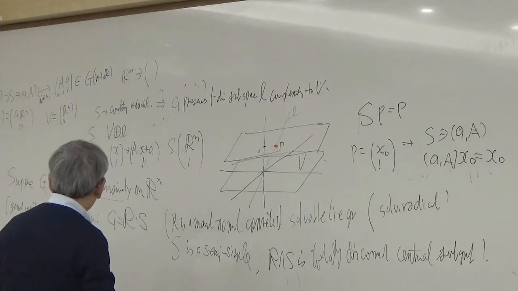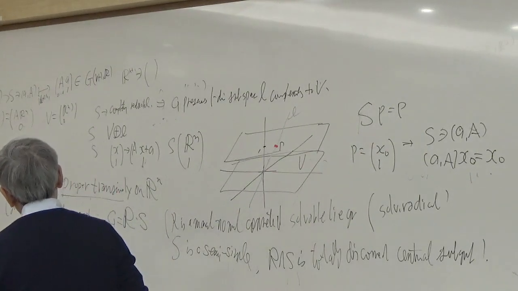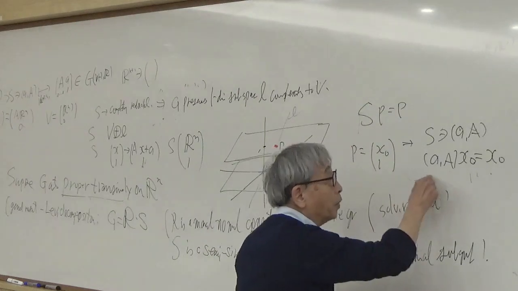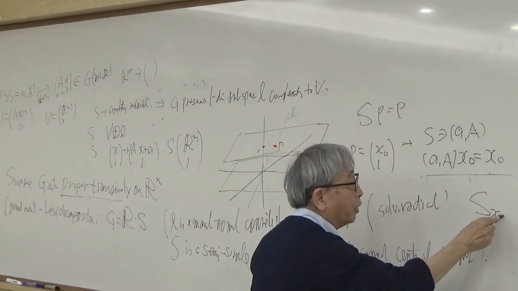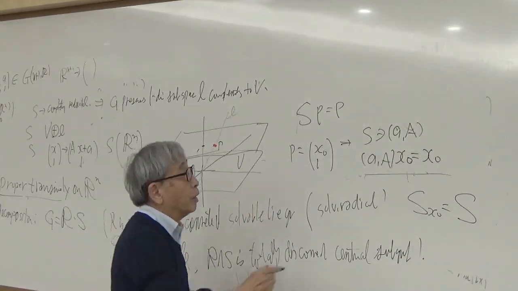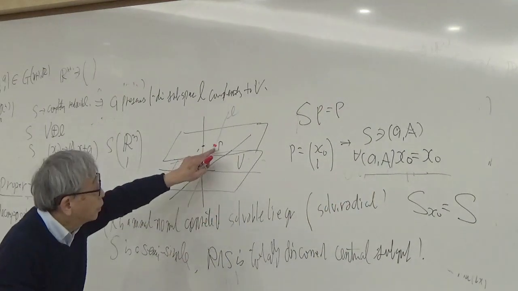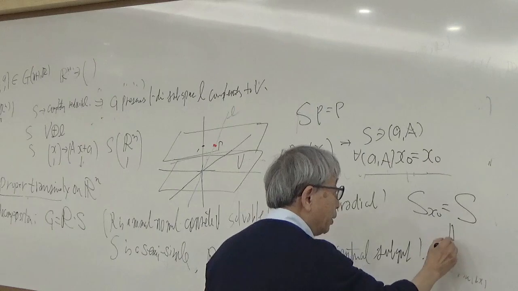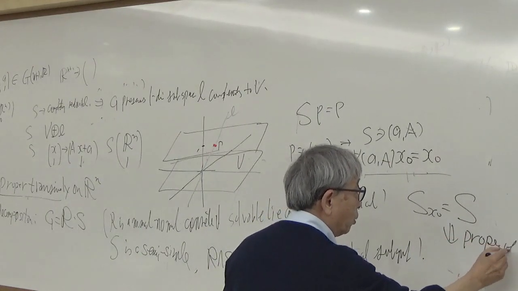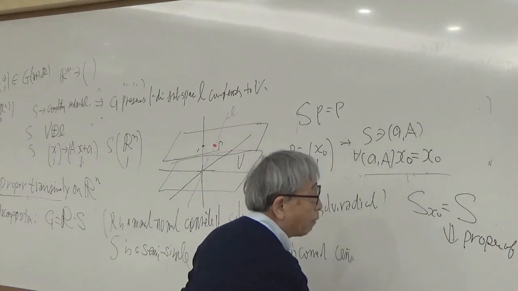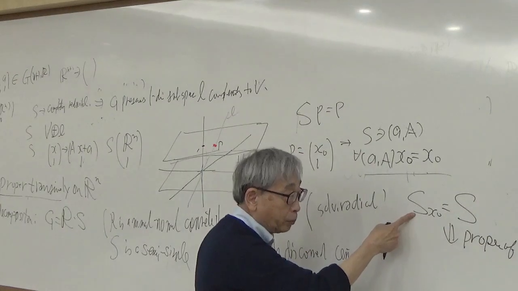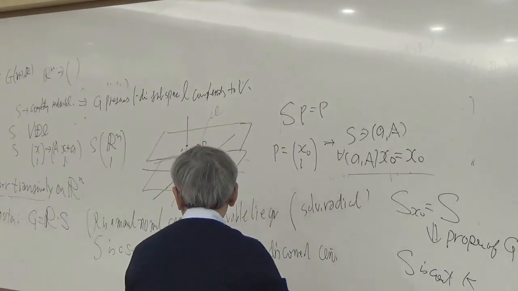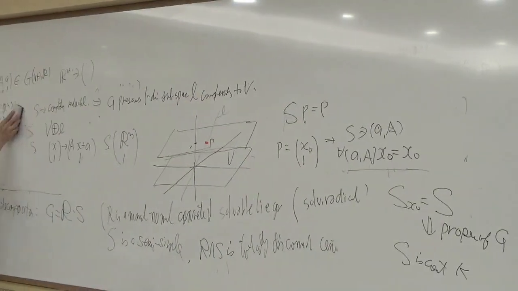Therefore, our assumption is that G acts properly. So this means that at this point x0 the stabilizer is the whole group S. Every element of S leaves this point fixed, so S_x0 is S. And by properness of G, the stabilizer is compact. So S is compact. Say K. Now then we have the following things.